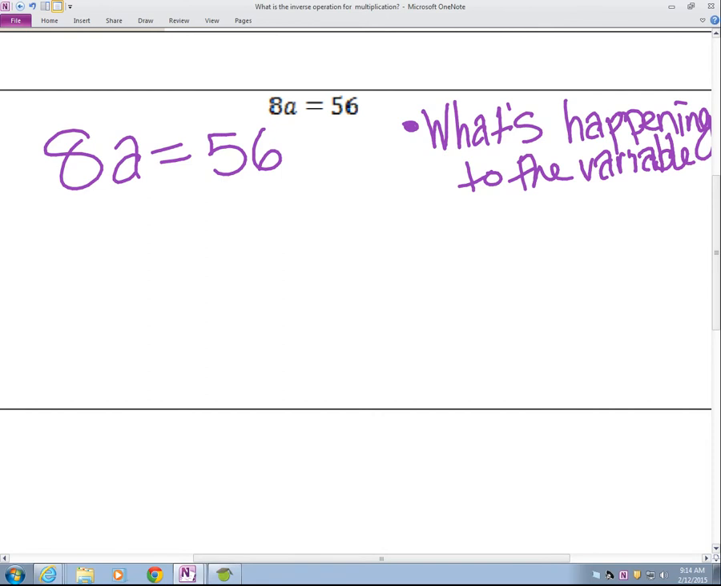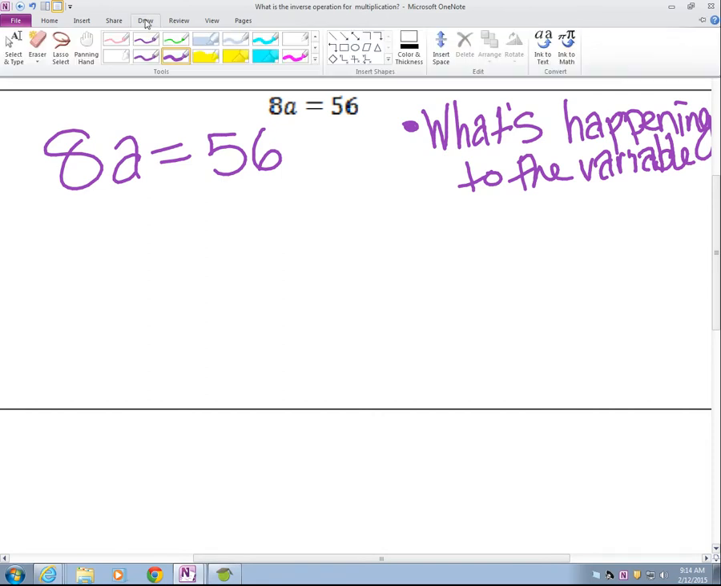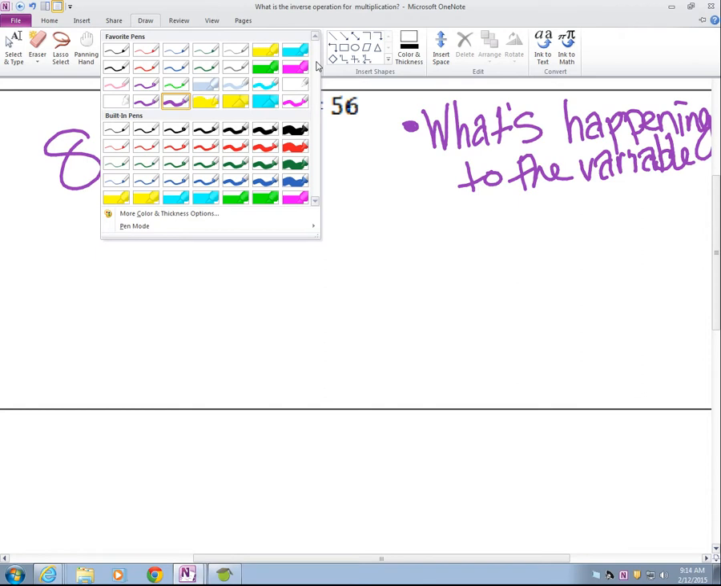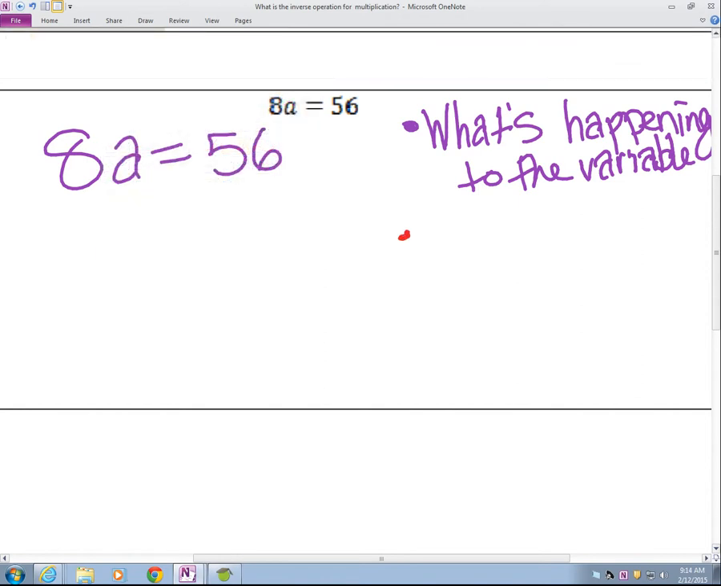Skylar, what's happening to the variable here? It's being multiplied by 8. So, multiplied by 8. And how am I going to undo that? Potter. By switching the inverse to division. So how about we do the inverse of multiplication, which is division. And what are we going to divide by? Are we going to divide by 56, Taylor? 56 divided by 8. Okay, so we're dividing by 8.